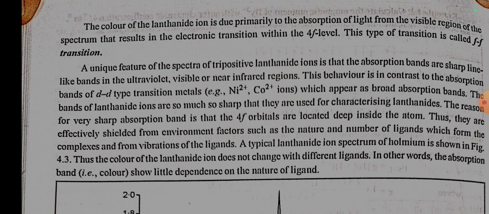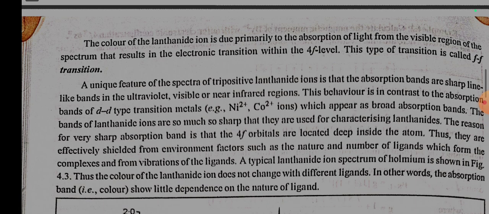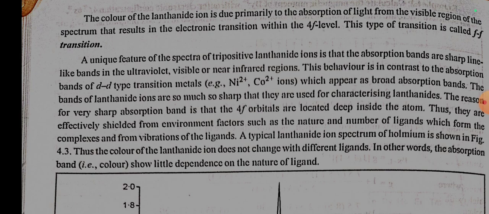A unique feature of the spectra of tripositive lanthanide ions is that the absorption bands are sharp, line-like bands in the ultraviolet, visible or near infrared region. This behavior is in contrast to the absorption bands of d-d type transition metals, which appear as broad absorption bands. The bands of lanthanide ions are so sharp that they are used for characterizing lanthanides.